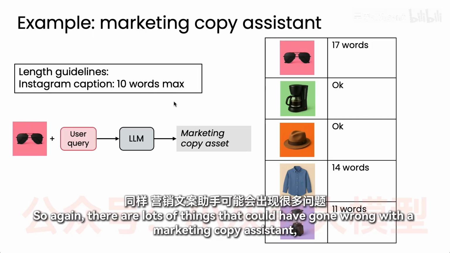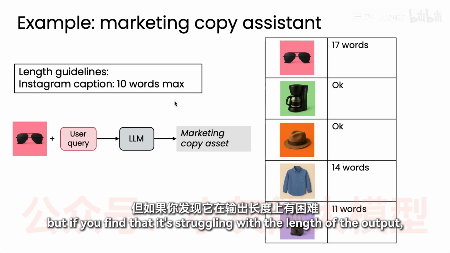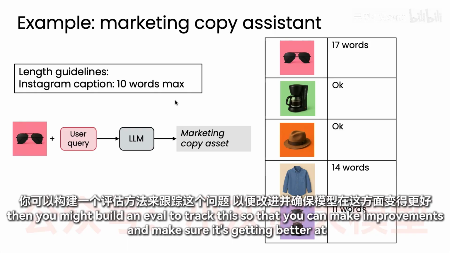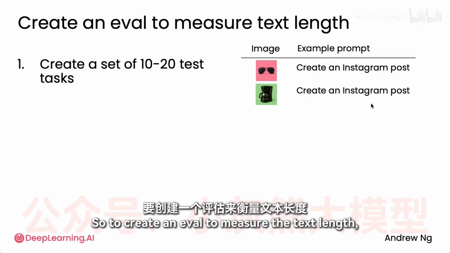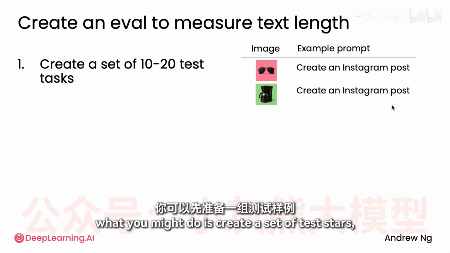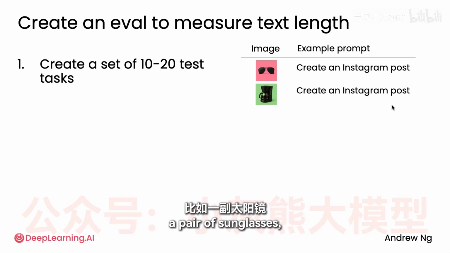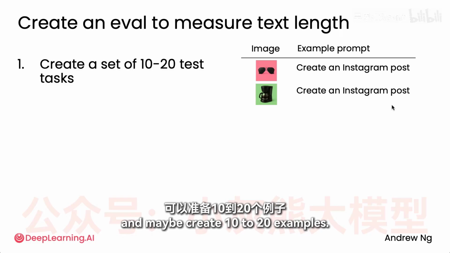So again, there are lots of things that could have gone wrong with a marketing copy assistant, but if you find that it's struggling with the length of the output, then you might build an eval to track this so that you can make improvements and make sure it's getting better at adhering to the length guideline. So to create an eval to measure the text length, what you might do is create a set of test tasks, such as a pair of sunglasses, a coffee machine, and so on, and maybe create 10 to 20 examples.